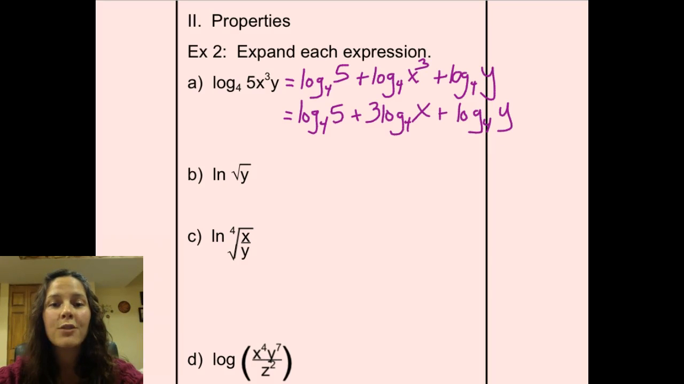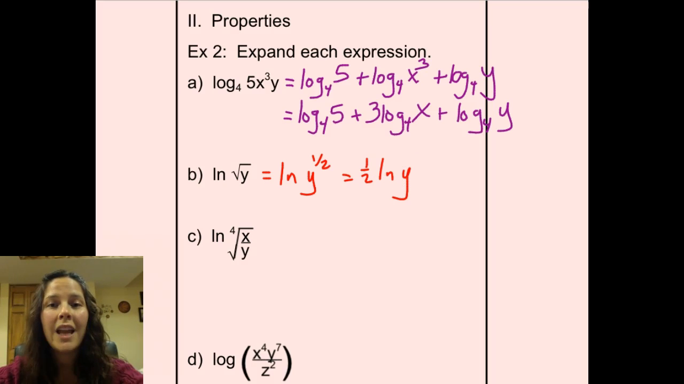So now we have an expression that is fully expanded. Next one, we've got natural log of the square root of y. Now this one seems like it's as expanded as it can be. However, remember that the square root is a power of 1/2. So we can pull that power in front of the natural log of y.